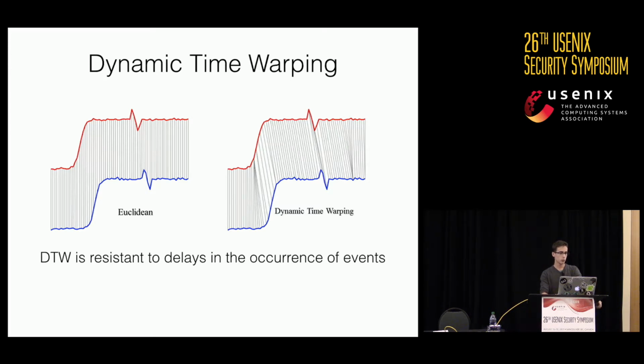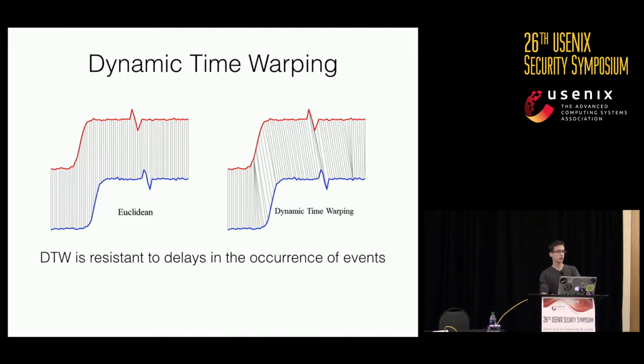And in order to do that, we use dynamic time warping. So, to give you an idea of how dynamic time warping works, I will compare it with Euclidean distance. If we get the 2 traces, the naive approach is simply to apply the Euclidean distance, and this gives us some value of how similar they are.